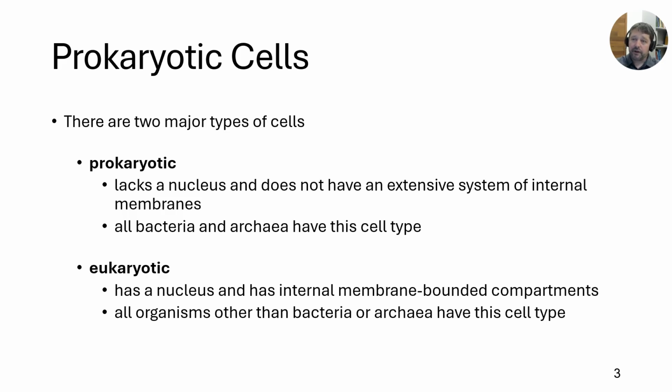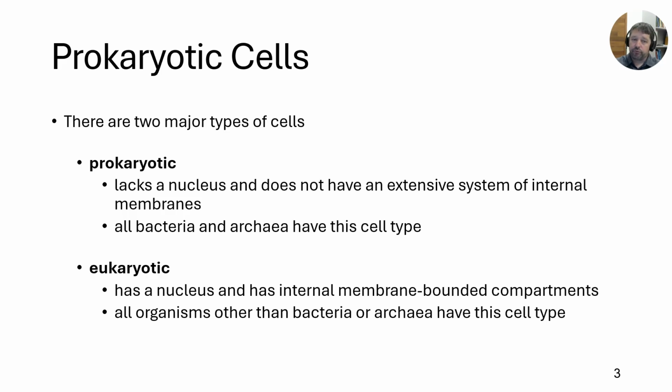Eukaryotic, eu meaning true. Karyot still means nut, so true nut or true nucleus. It has a nucleus, and for the most part, eukaryotes have internal membrane-bound organelles or compartments in which functions happen. Prokaryotes are bacteria and archaea. Eukaryotes are fungi, animals, plants, and protista. Everything else is really eukaryotic.